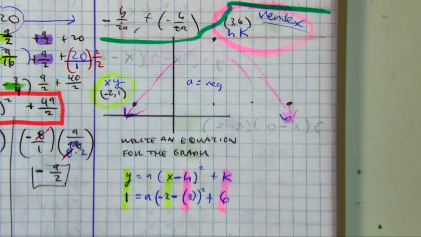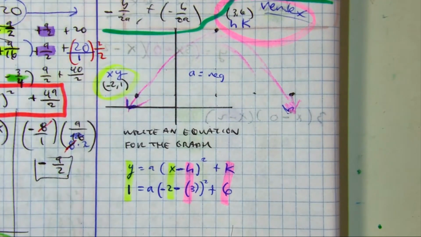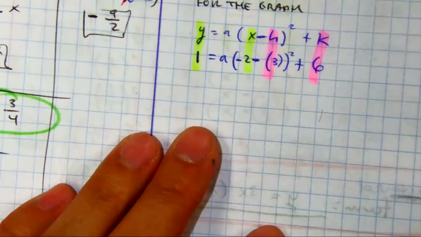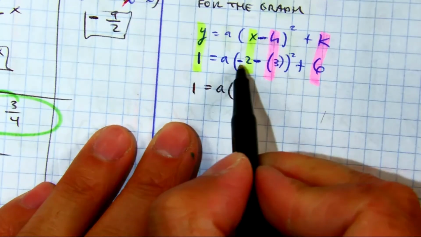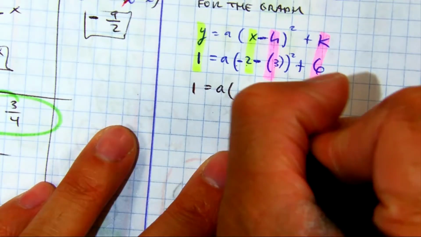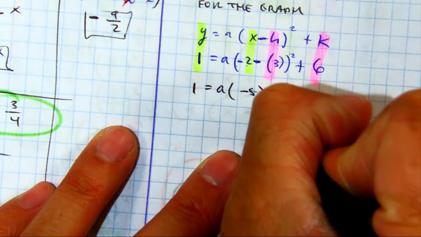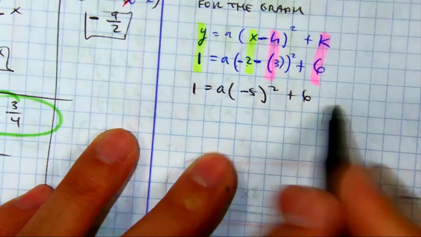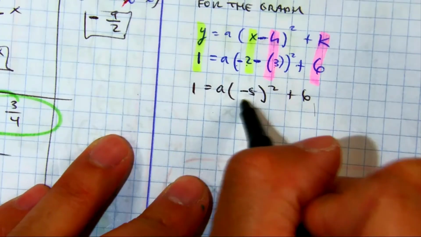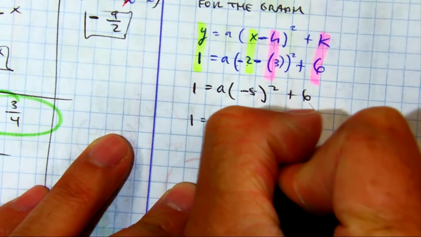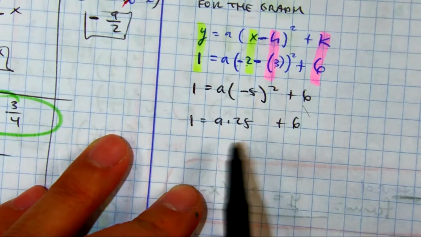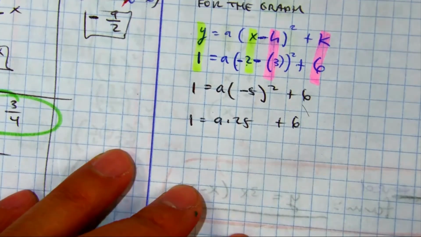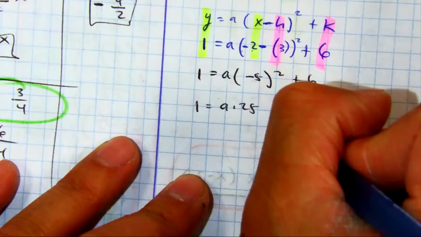Basically all we're going to do is solve for A, and then we can use that to write an equation. Let's simplify. I have 1 equals A. Class, what's negative 2 minus 3? I'm just using PEMDAS on the right hand side. Negative 5 squared. Remember, there's multiplication here, so should I divide it by 25 or subtract 6? Subtract 6.